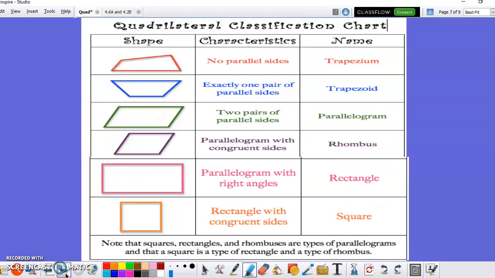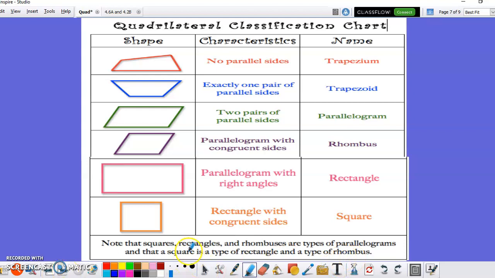And then these anchor charts will be available to you in your Google Classroom if you need to go back and refer to them. We have a classification chart. And we have trapezoid, parallelogram, rhombus, rectangle, and square. There's a note down here that squares, rectangles, and rhombuses are types of parallelograms, and that a square is a type of rectangle and a type of rhombus.